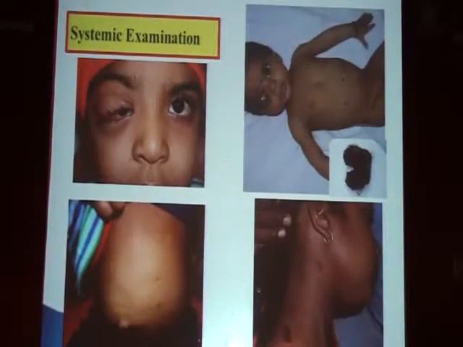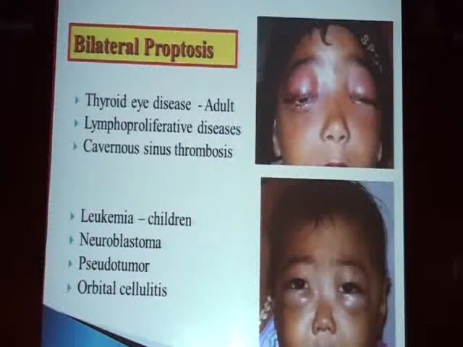Now, systemic examination definitely has a role. Like this is a patient with plexiform neurofibroma. You can see these cafe au lait spots. Also, a patient with neurofibromatosis along with optic nerve glioma. So you have to look for a systemic association in such patients.